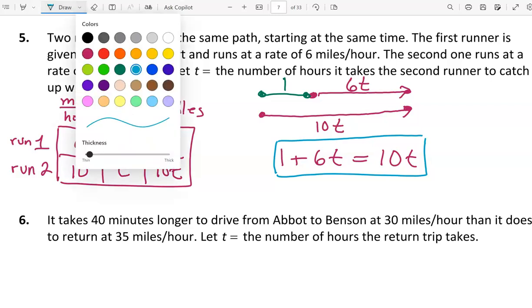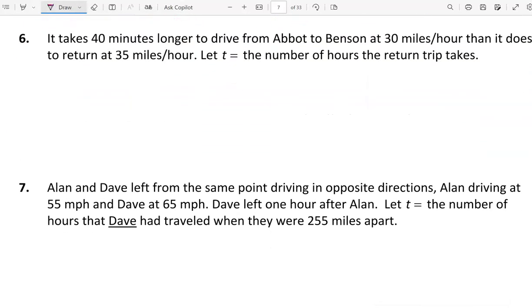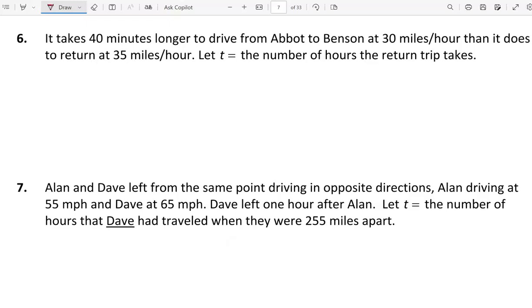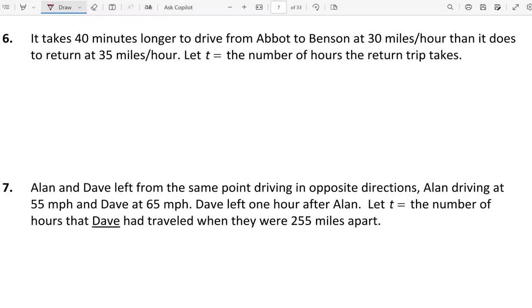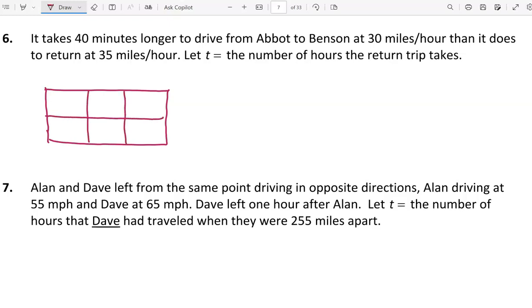Now moving on to problem 6. It takes 40 minutes longer to drive from Abbott to Benson at 30 miles an hour than it does to return at 35 miles an hour. Let t equal the number of hours the return trip takes. So I'm going to make my chart again for organizational purposes, and our rates are measured in miles per hour. I'll write that in fraction form. That suggests that we should be multiplying that by the number of hours to get a result that's measured in miles.